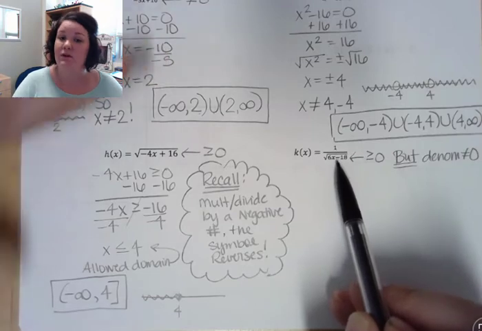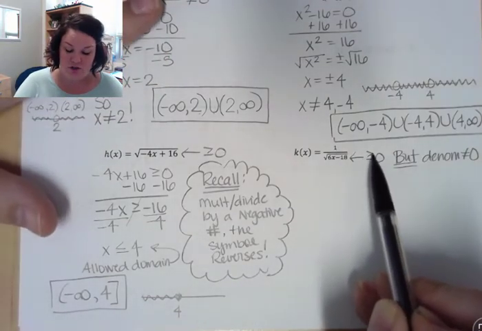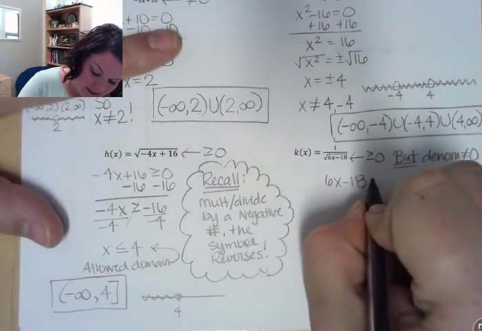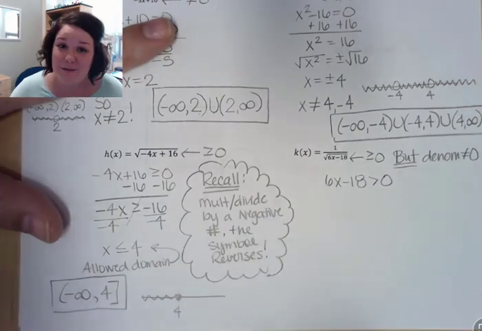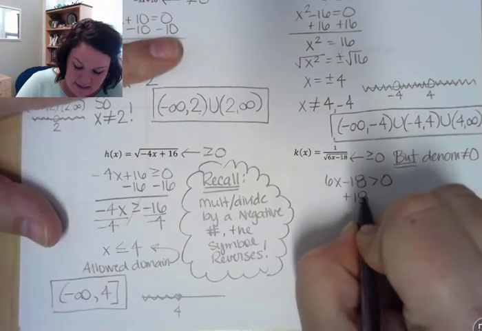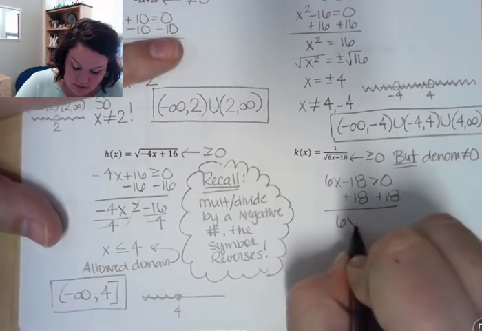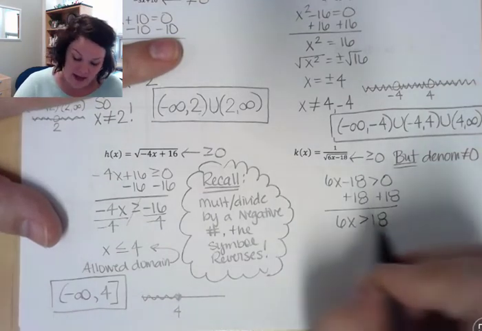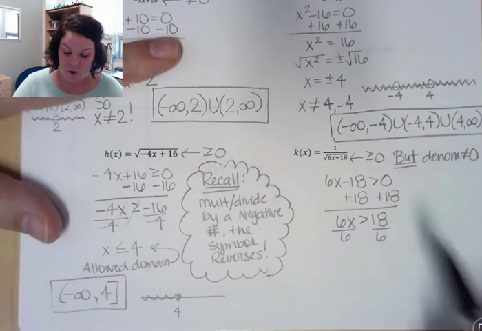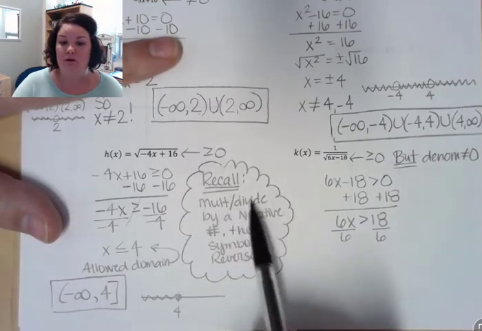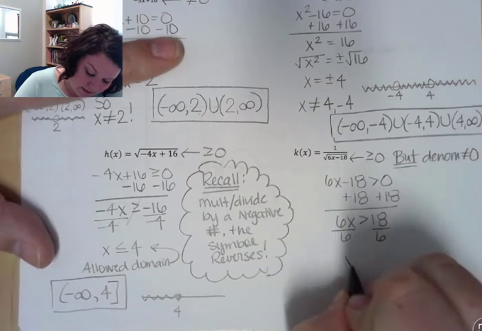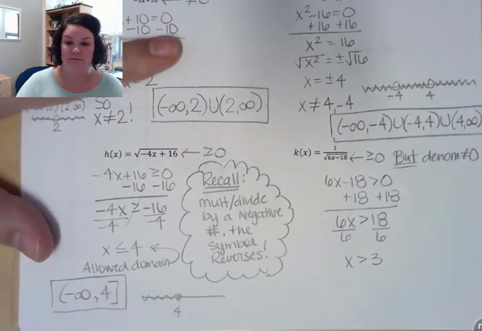For this case, when the radical is in the denominator, we have to make sure it's strictly greater than 0. So we're going to solve this as 6x minus 18 is strictly greater than 0, because we can't let it equal 0 since it's in the denominator. Let's solve. We move our 18 over by adding, and we get 6x is greater than 18, and then we divide off our 6. Notice I'm not flipping the symbol here. I only flip the symbol when you multiply or divide by a negative. Here I'm dividing by a positive, so I don't have to worry about that. So I end up with x is greater than 3.